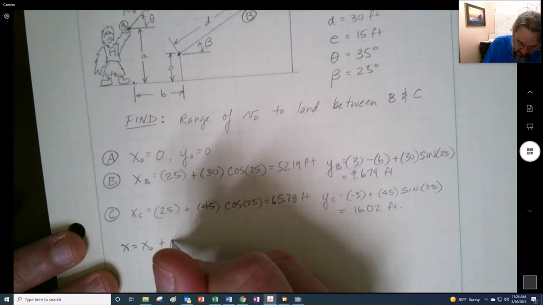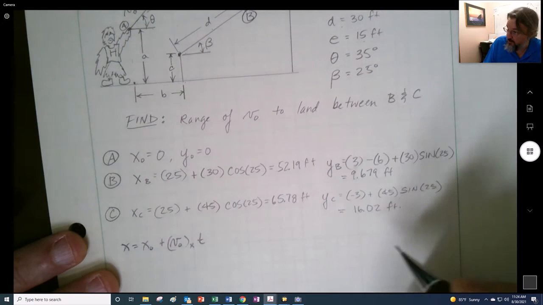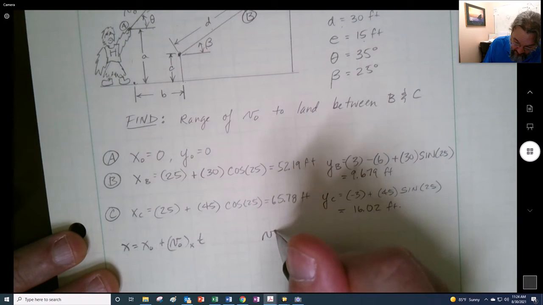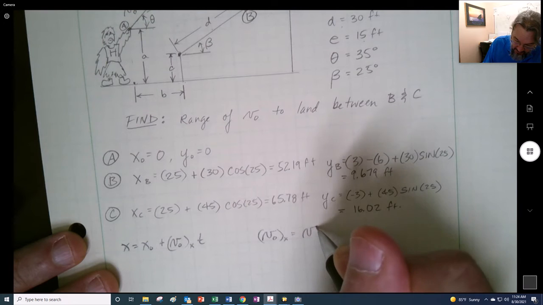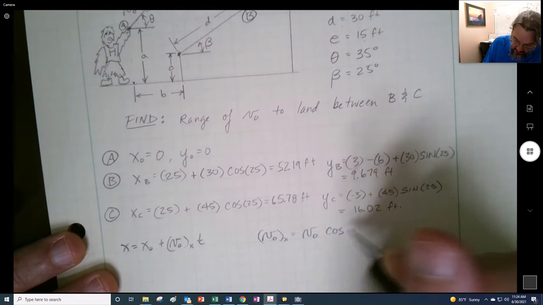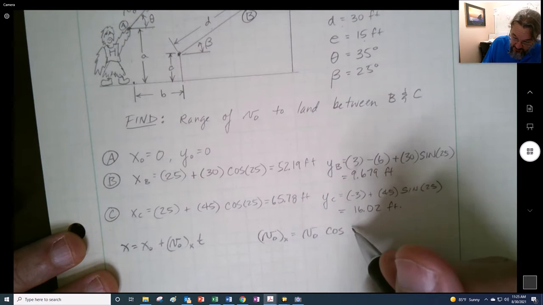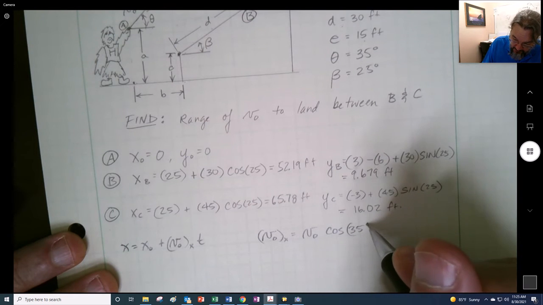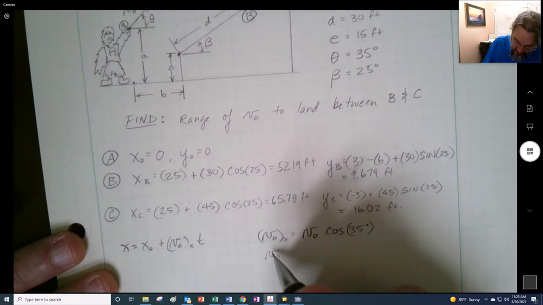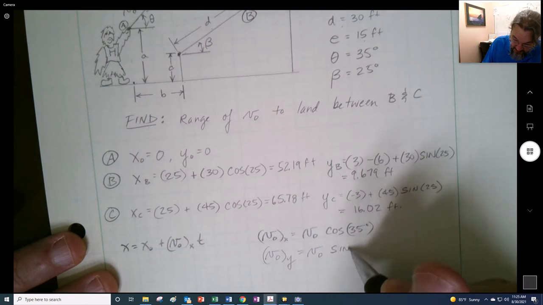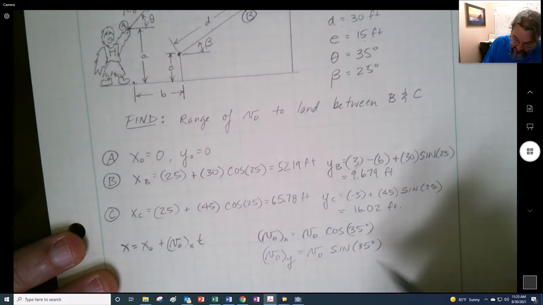Okay, so we have VOX times t. Something we should note somewhere around here, that VOX is going to be VO times the cosine of 35 degrees. And that VOY is VO times the sine of 35 degrees. That's a good thing to do.